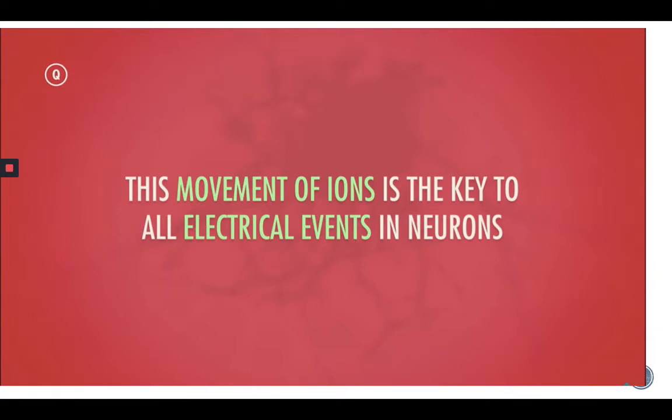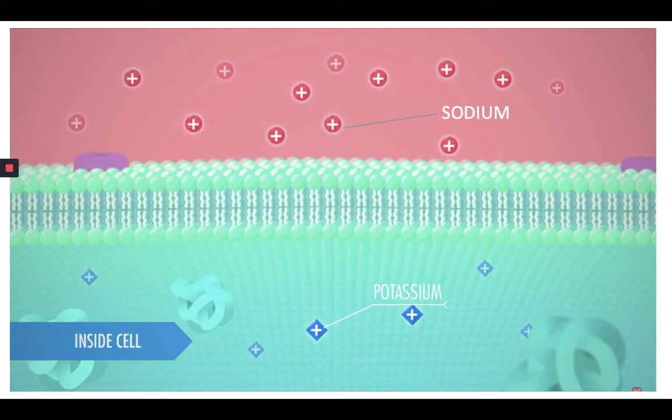This movement of ions is the key to all electrical events in neurons. So what are electrical signals? Electrical signals are the movement of negatively and positively charged ions moving inside and outside the cell, and this creates the voltage, and that is how nerve cells communicate with each other. For example, outside there are more sodium ions, and inside the cell there are more potassium ions. So now it's resting, there are no impulses received, so the sodium ions are outside and potassium ions are inside.